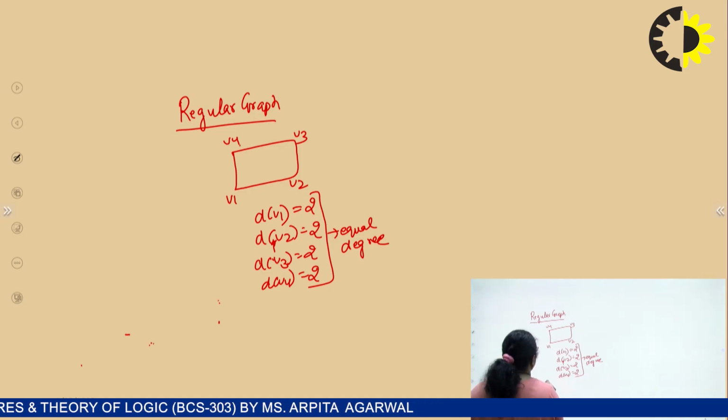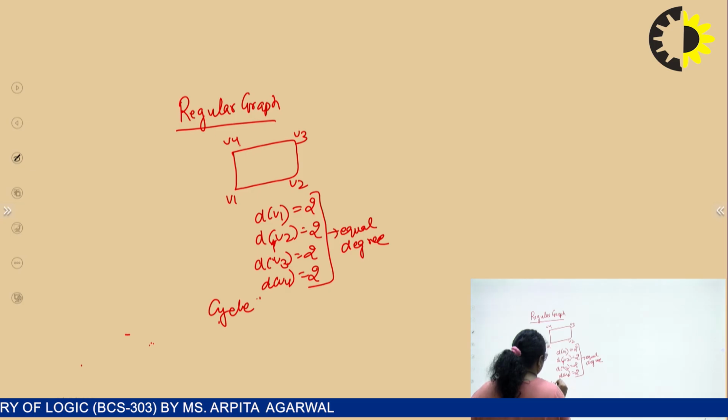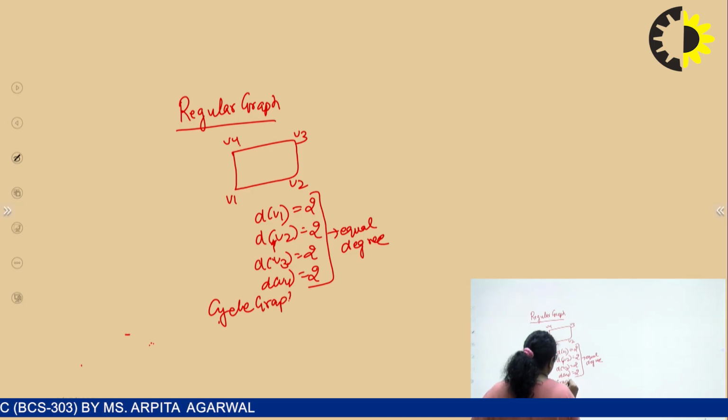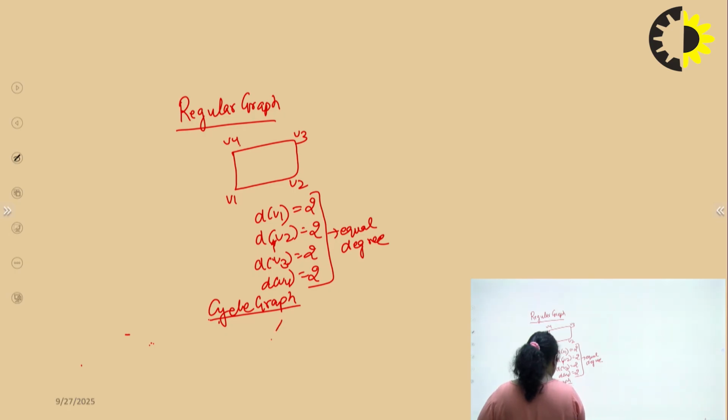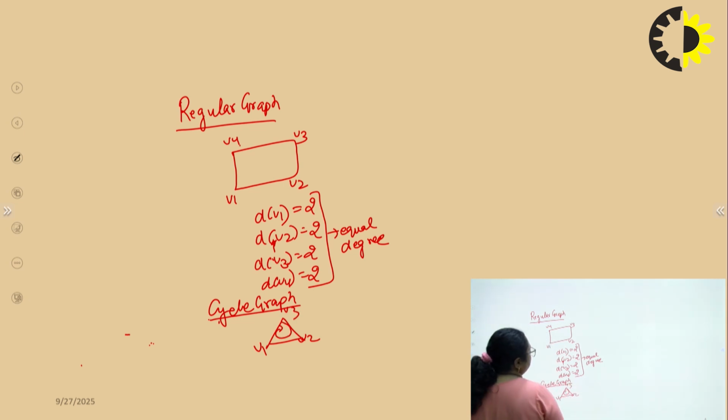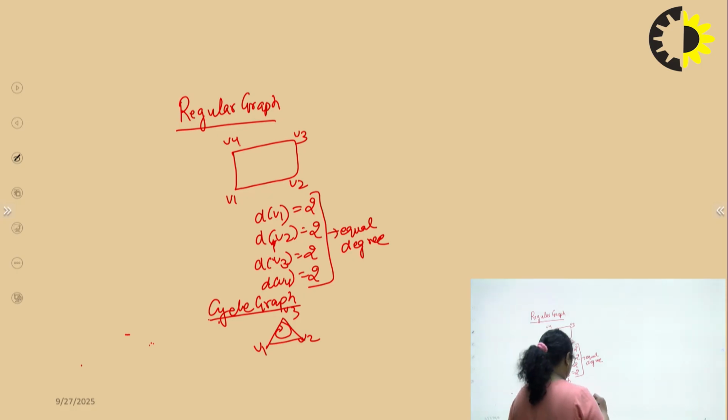Next is cycle graph. So this is a cycle graph. A graph forming a cycle is a cycle graph.